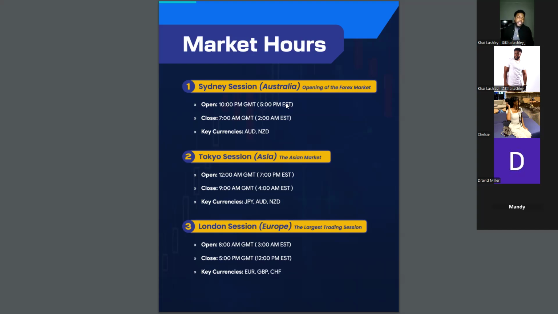Now, understand that you may see Sydney session and Tokyo session. Sometimes people call this one session, the Asian session. They just combine the two, Sydney and Tokyo, because they overlap significantly in terms of time. But if you want to be technical or very specific, the Sydney session opens at 5 p.m. Eastern and closes at 2 a.m. Eastern Standard Time.